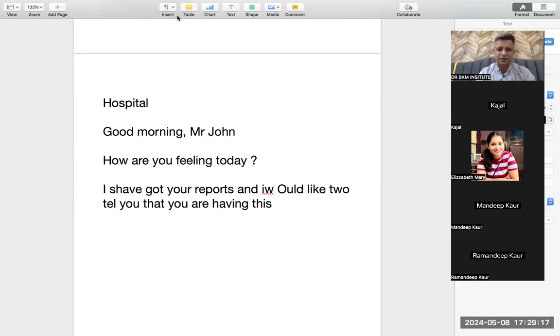So these are the various ways of handling the OET speaking task. Then there is one more thing. Suppose the patient is coming to your clinic, he has already visited and he is coming for the test reports. Again, you can say the same thing. Good morning, Mr. John. How are you feeling today? We have got your blood test reports, and the reports show that you are having this and this problem. So that is about OET speaking.